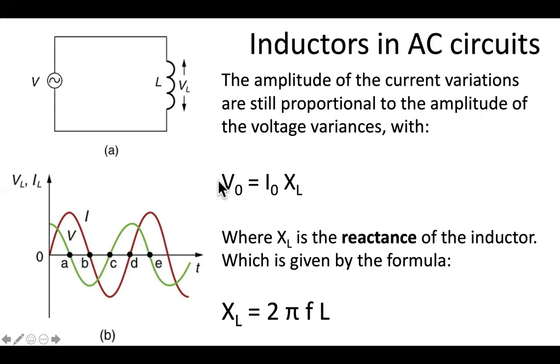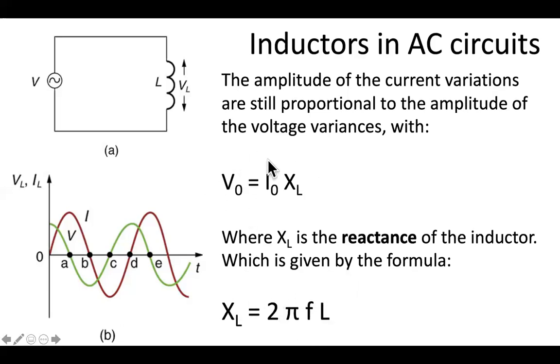This is not that different from Ohm's law, although it only applies to the amplitudes. And it turns out that this reactance is related to the inductance of the inductor. It's given by this formula here. The reactance of an inductor is 2 pi times the frequency of these voltage variations, or the frequency of the current variations, times the inductance. Remember, inductance has units of ohm seconds. So if we multiply that by frequency, which has units of 1/seconds, we get something with units of ohms.